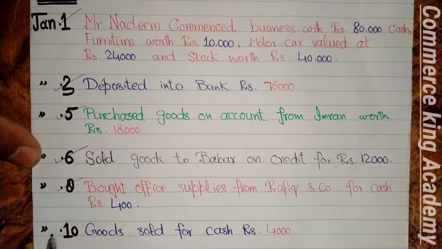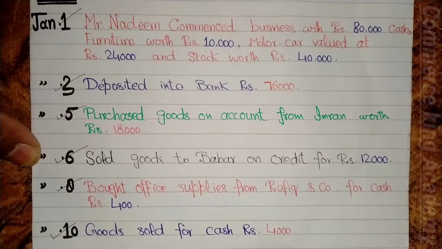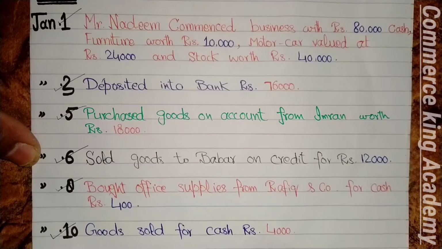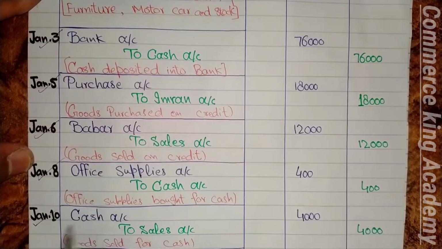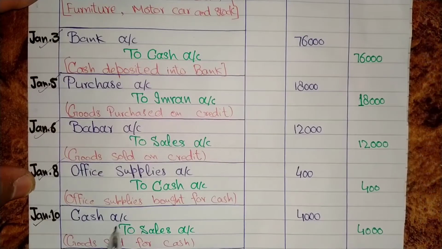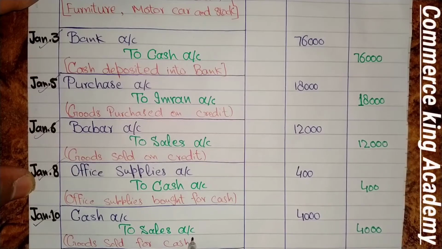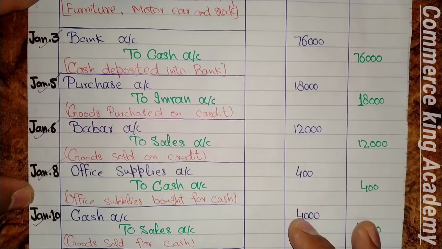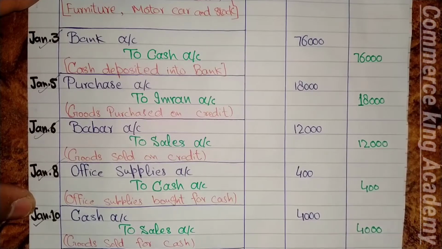Next transaction held on Jan 10th: goods sold for cash amounted to 4,000 rupees by the business. So these are the sales of the business. This is the journal entry of this transaction, Jan 10th. Cash account debit because cash came into the business, to sales account credit, with the same amounts, debit and credit 4,000 and 4,000, with details: goods sold for cash.